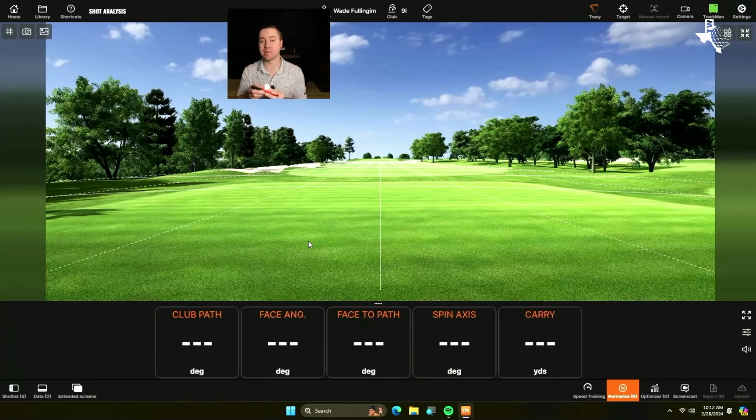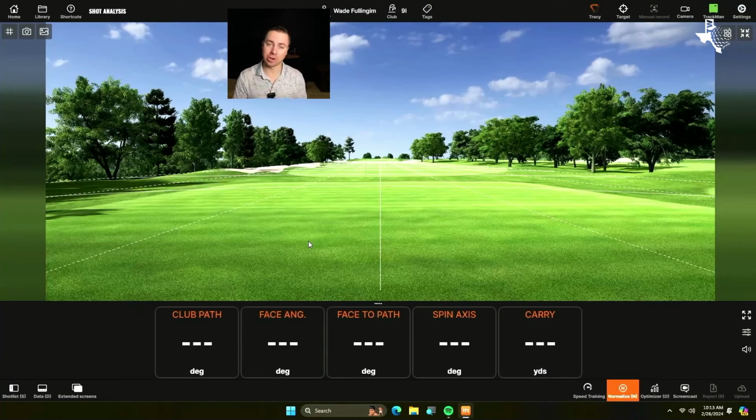Vice versa, if you have a positive spin axis, you tilted the ball this way and it started to curve to the right. Now, that doesn't matter if you're right-handed or left-handed. A negative spin axis is a ball moving from right to left. A positive spin axis is a ball moving from left to right. The reason why that's important to understand is you're going to start looking at your club data and understanding what it did to the golf ball. If you can understand what your club did to the golf ball, you can then fix the club data to make the golf ball fly the way you want it to.